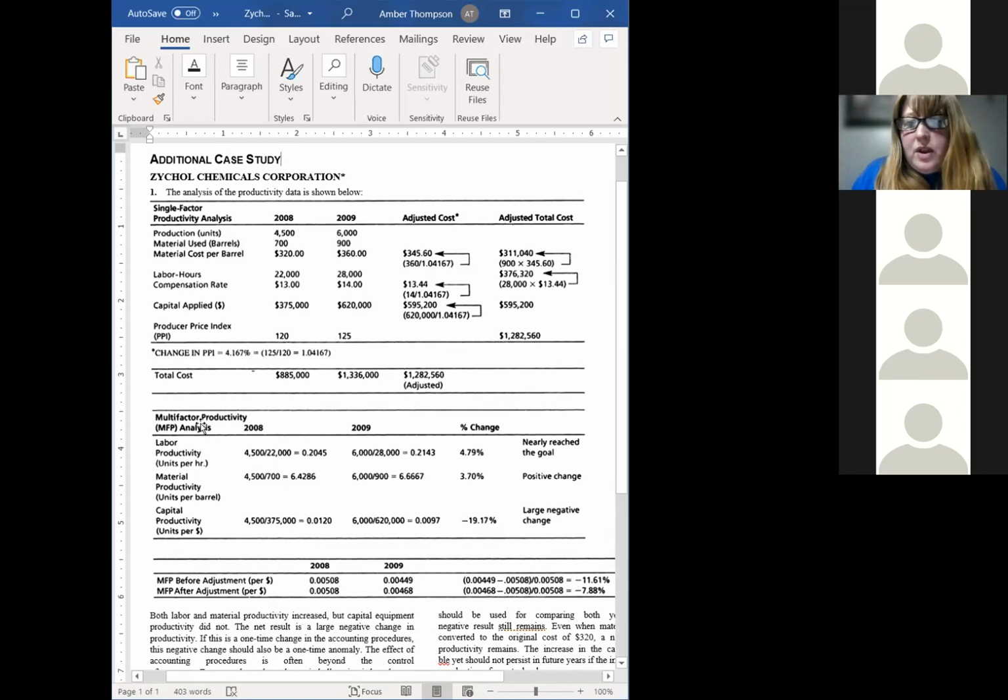If you went on and did a multi-factor analysis, you could come in here and basically just play with the numbers. What would it look like if we did this? And so forth.